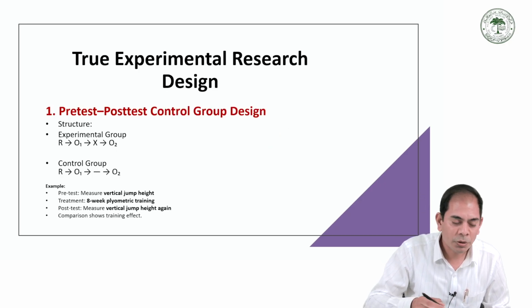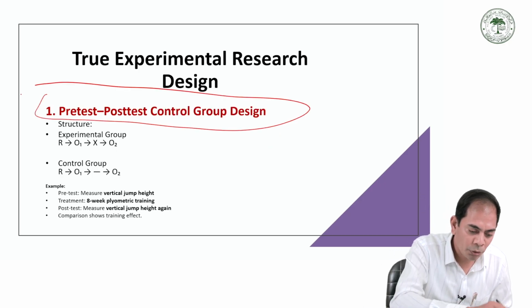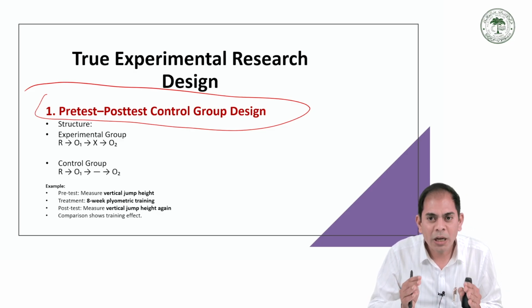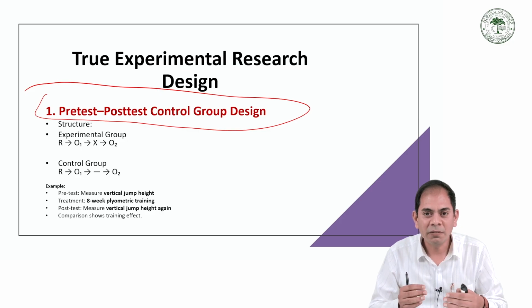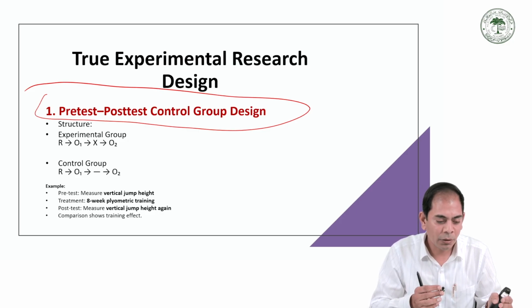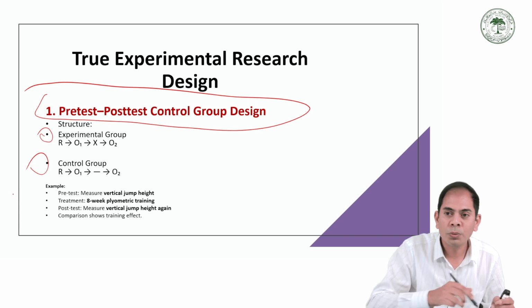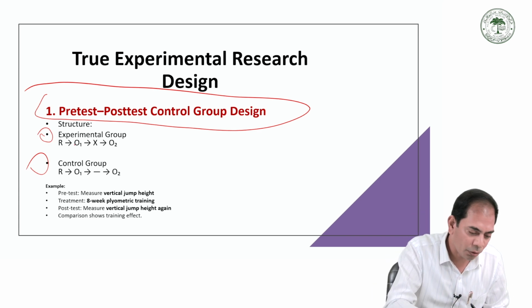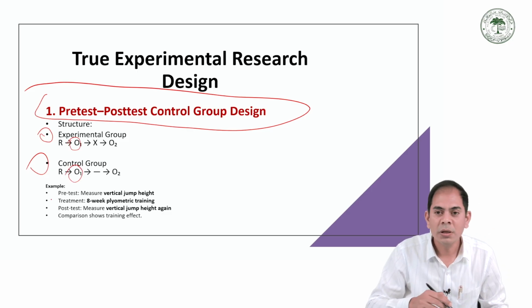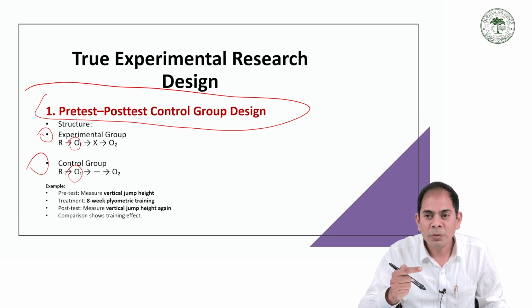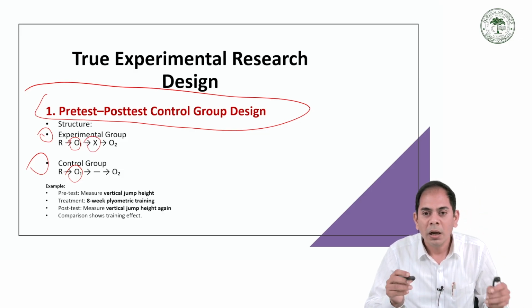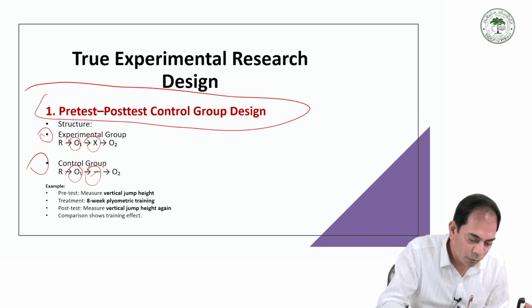First is the pre-test post-test control group design. It is a true experimental research design in which the participants are divided into two groups. First is the experimental group and second is the control group. Both groups are tested before the experiment through a pre-test, and we record both groups. Then only the experimental group receives the treatment of training, while the control group does not receive any kind of training. Just like this, there is a no-training group.